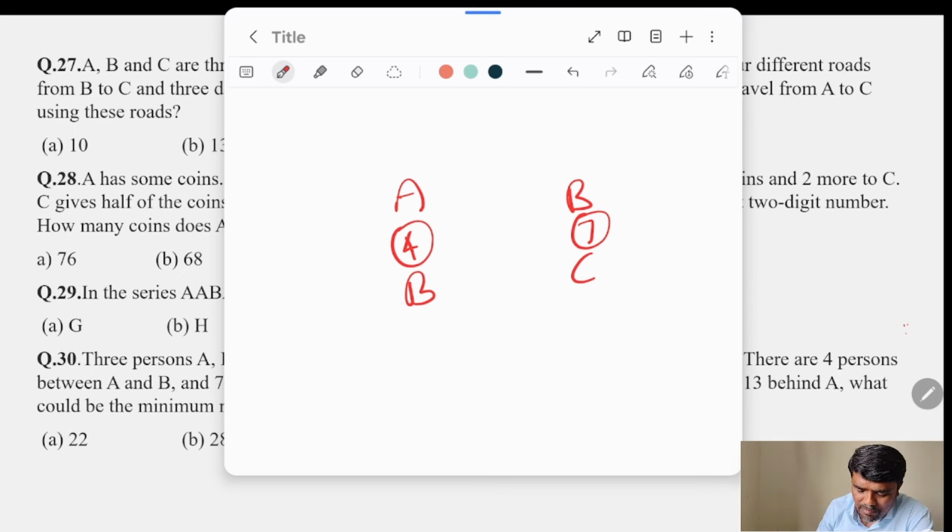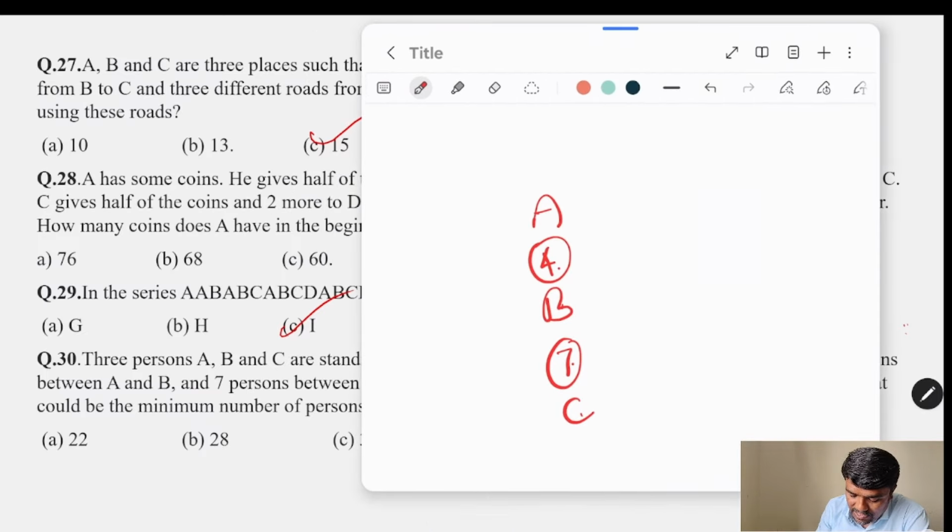There are many possibilities. Let me see, C is here. Maybe different possibilities are there. Let me check. I want the minimum. Behind A, 13 are there. 4, 5, 5 plus 7, 12, 13. Yes, that condition is satisfied. And ahead of C, how many are there? 11 persons should be there. 7, 8, 12. No, that condition is not satisfied. That means C is not here. This order is not correct. It's not satisfying our condition.